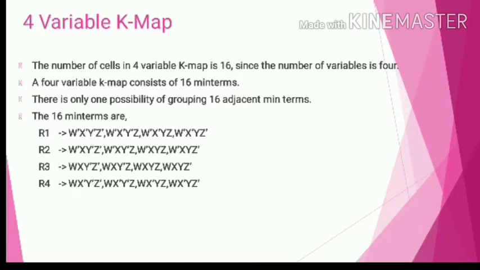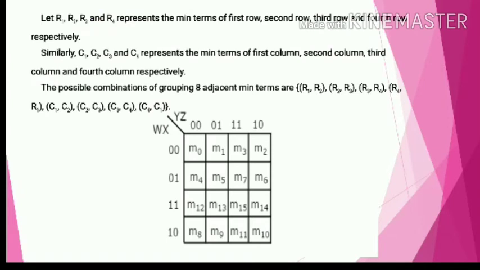Those 16 minterms are written in the row-wise order R1, R2, R3, R4. R1 is the first row and it gets 4 minterms. So those minterms are W' X' Y' Z', W' X' Y' Z, W' X' Y Z, W' X' Y Z'. Similarly R2, R3, R4. See the diagram, you will get it clearly.